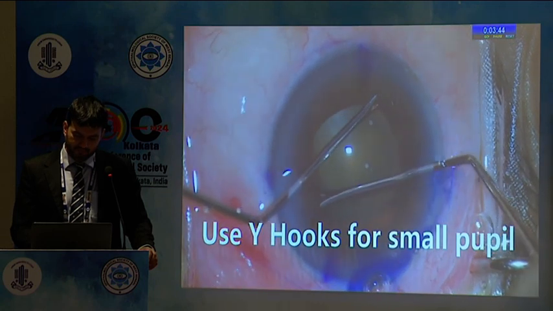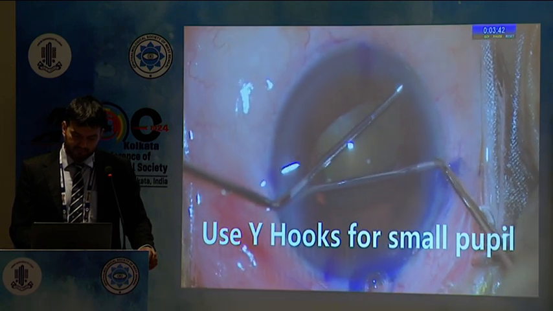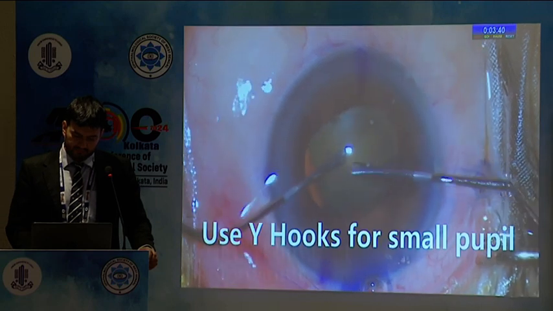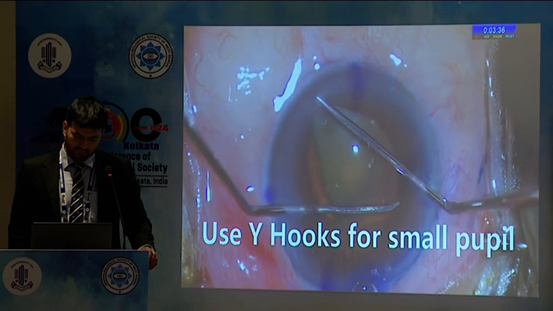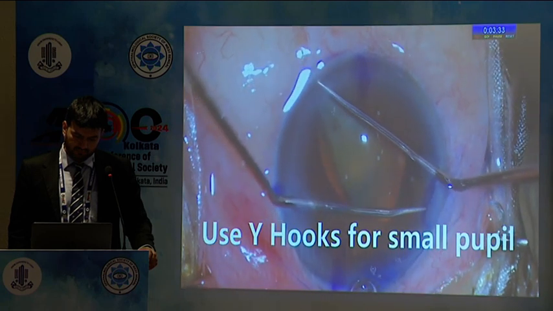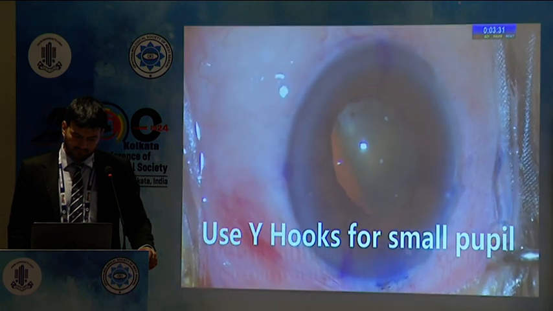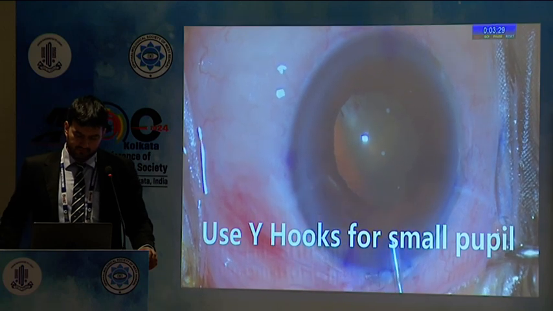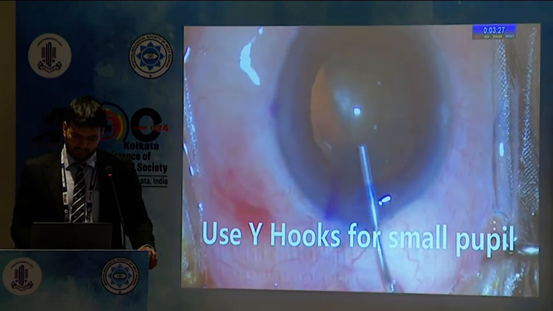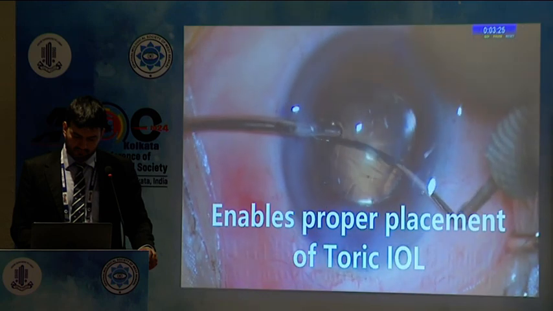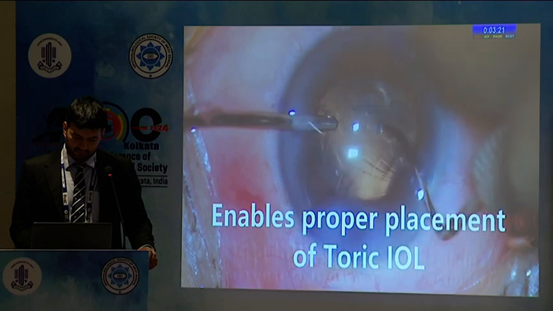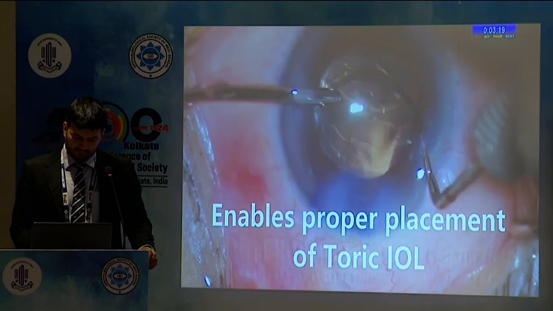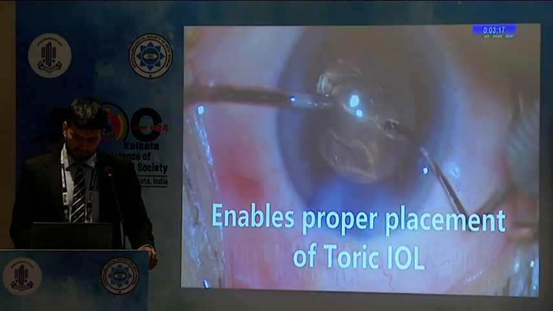Dealing with a small pupil is always challenging. Here I am using the Y-hook spatulas to stretch the pupil to attain adequate pupillary dilatation. Good pupillary dilatation enables us to place the toric IOL at the required axis.